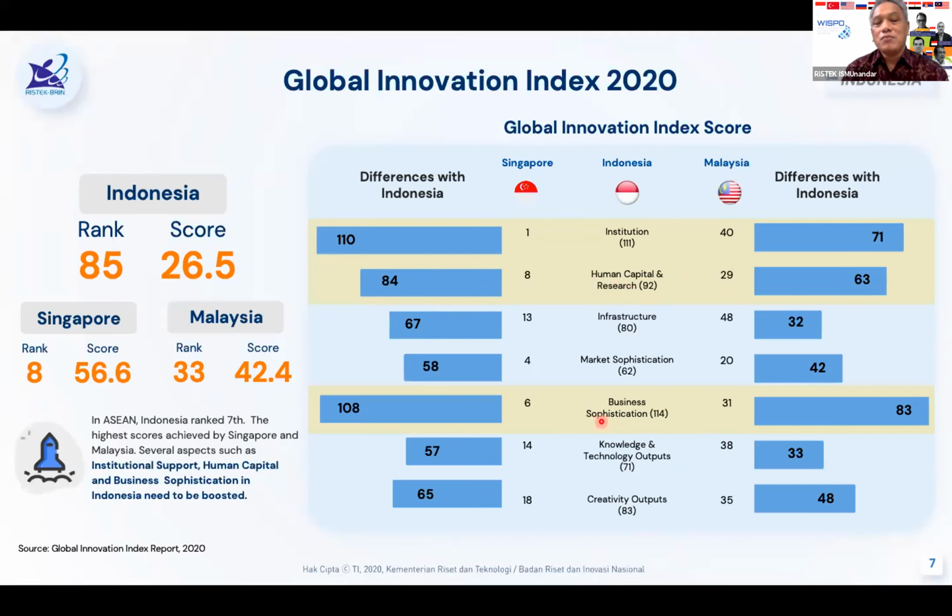In terms of business specialization, which is also very important in the innovation index, we are at 114. Our neighbor Singapore is 6, so we have a 108 difference, while Malaysia is 31, so we have an 83 difference. So we still have to work a lot, do hard work to catch up with our neighbors.